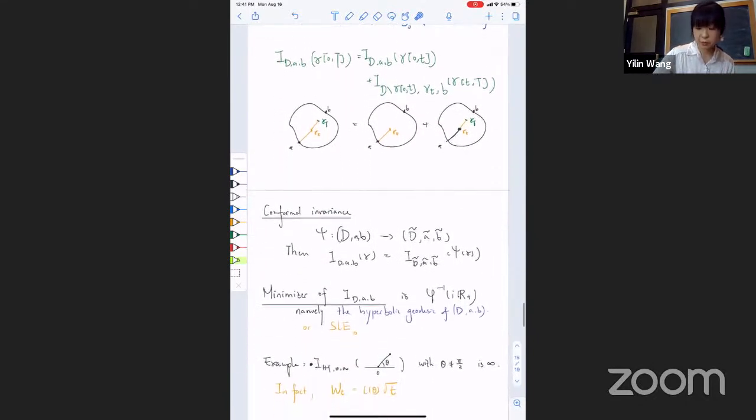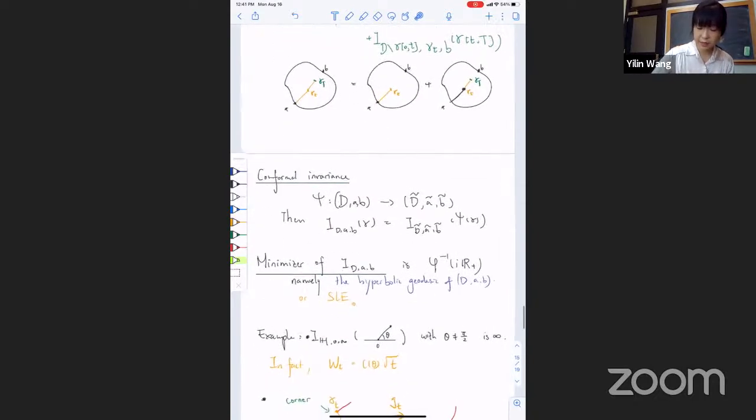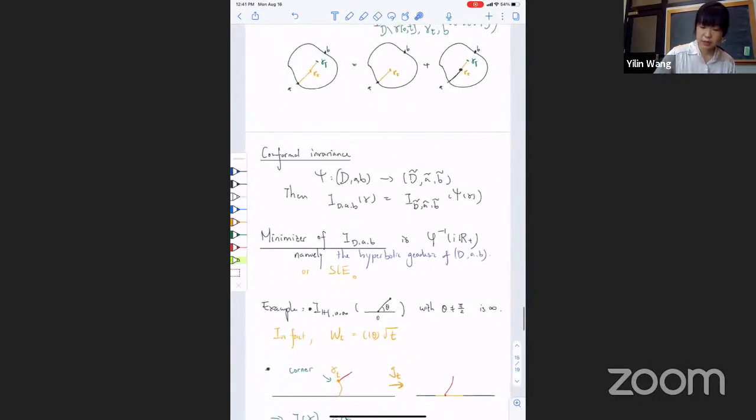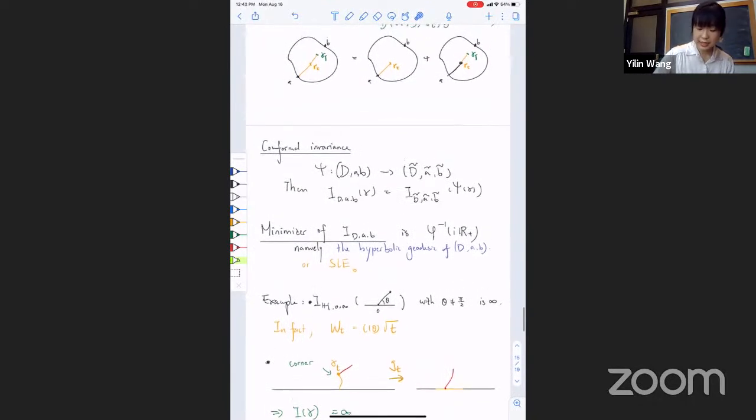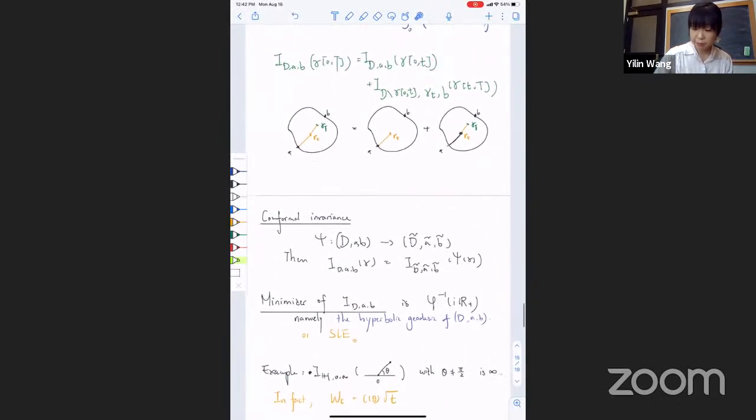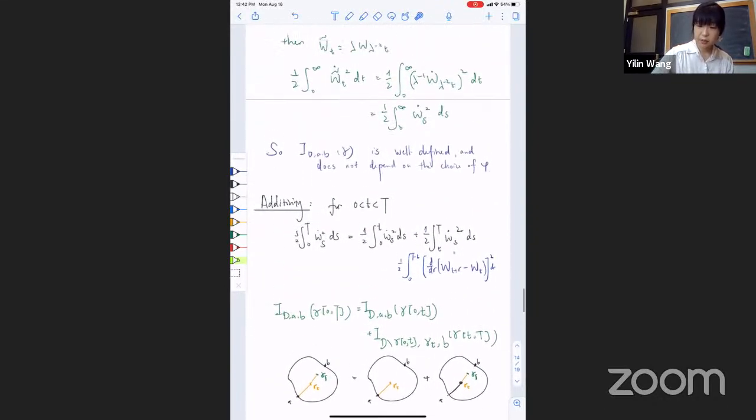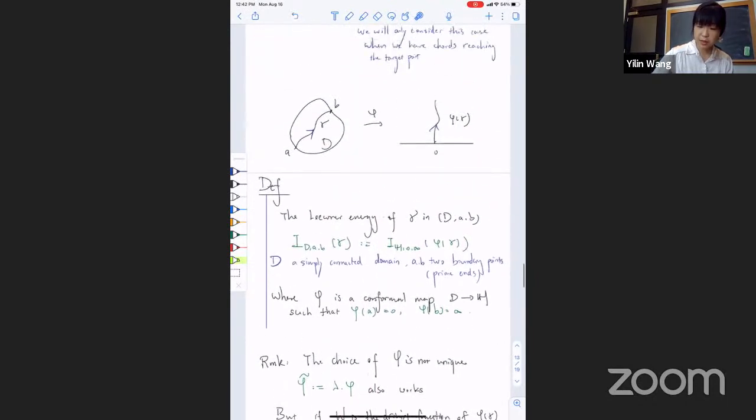Conformal invariance holds for phi because it's defined to be a conformal invariant. Another remark is about the minimizer of this Loewner energy. In the upper half plane, what is the one driving function which would minimize this energy? The driving function would be constantly 0. That was the curve going just straight up.